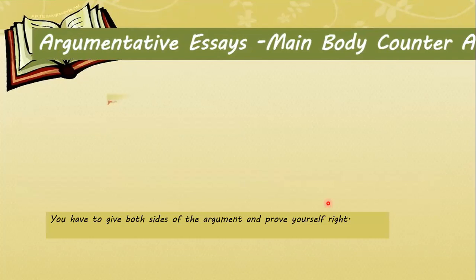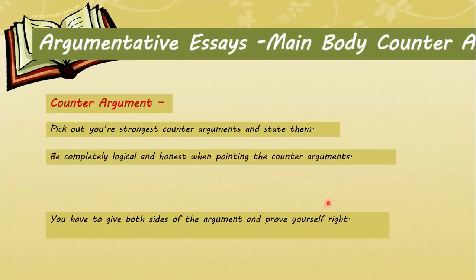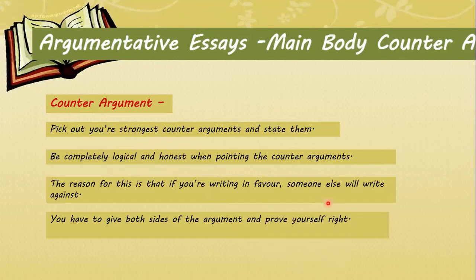So we are now going to talk about the main body of your argumentative essay. Let's see how this is going to begin. First of all, the counter argument. Pick out your strongest counter argument and state it. Why you support it. You need to be completely logical and honest when you are pointing out your counter argument. The reason for this is that if you are writing in favor, it means that someone else will be writing against it. You have to not only support your side, you have to prove the other side is wrong.